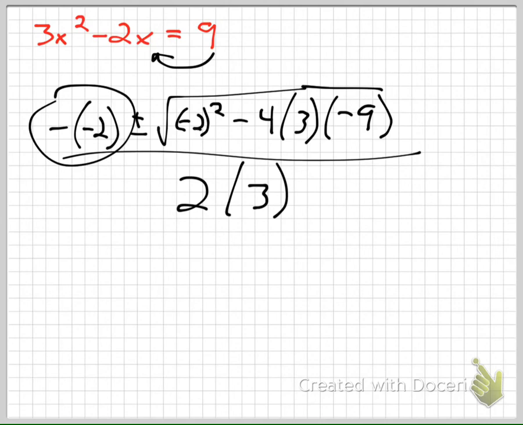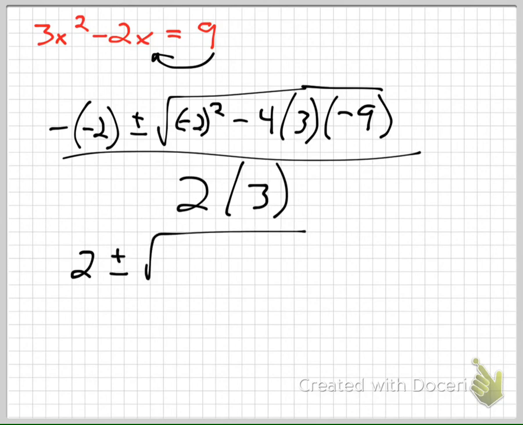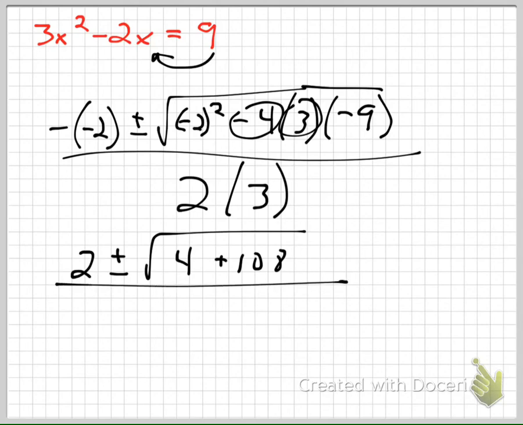Okay. Minus negative 2 is 2, right? Plus or minus the square root of. Okay, what is negative 2 squared? 4. And then negative 4 times a positive 3 is negative 12. Negative 12 times negative 9 is a plus 108, divided by 6. What is 4 plus 108? 112.